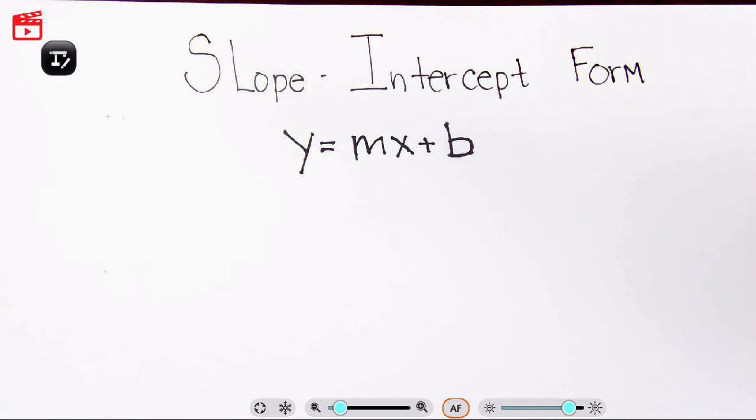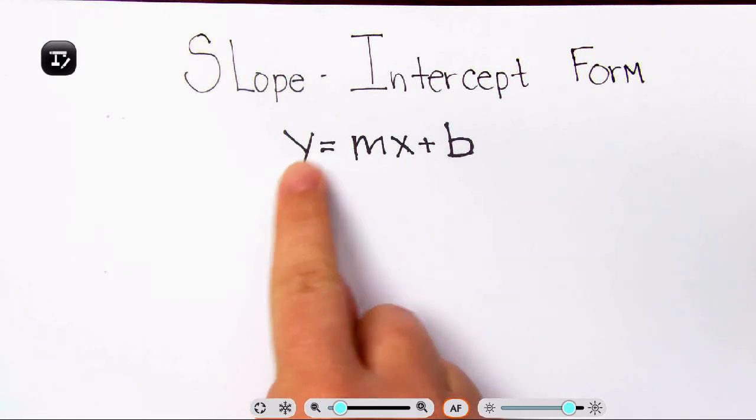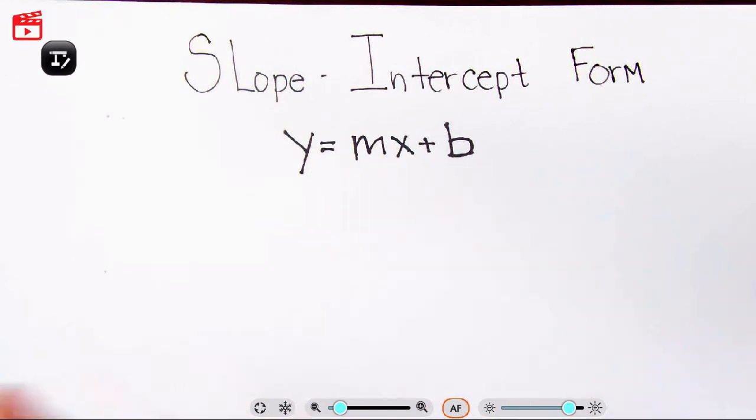And let's get started. So the slope-intercept form is this form right here, y equals mx plus b. Now this form is going to become your favorite very, very quickly. There's two other forms that we're going to learn, but slope-intercept form is the easiest and is the most favorite of all students. So what does everything mean?